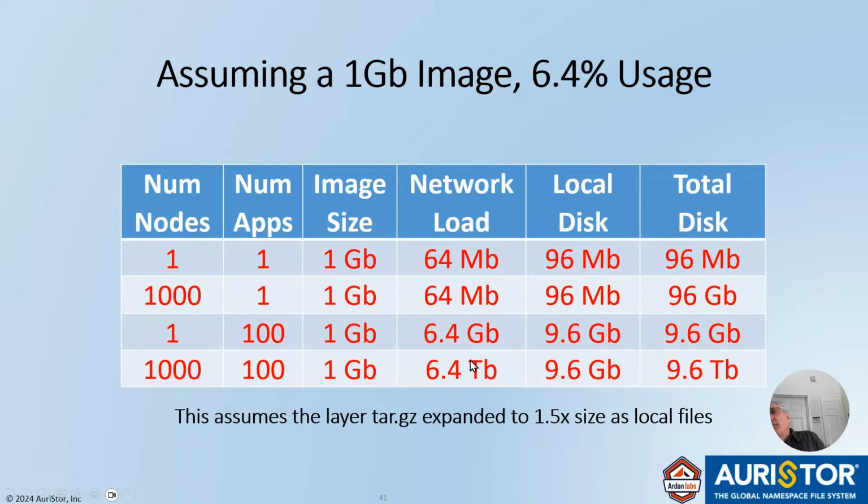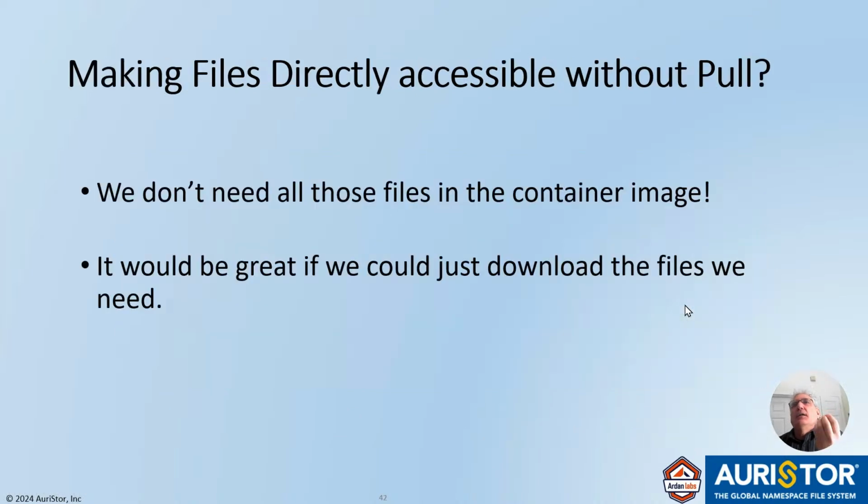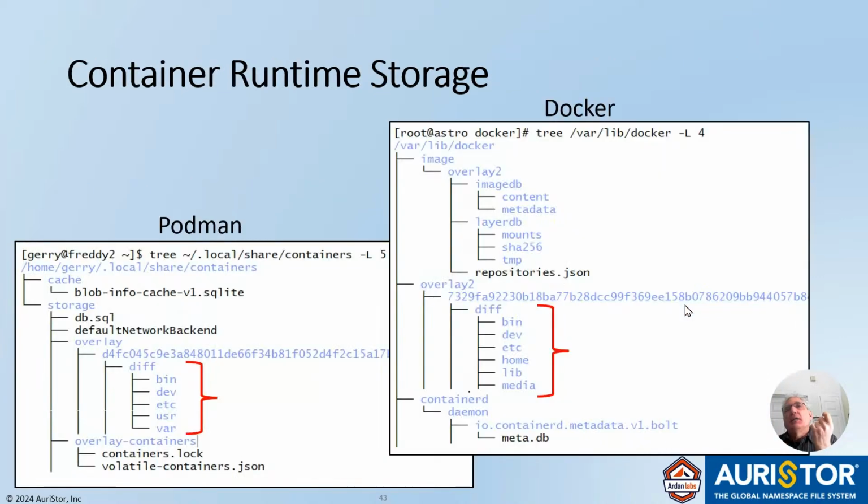Bottom line is, I'm reducing my network load, and I'm reducing my local disk requirement, and I'm reducing my total disk requirement over all the nodes, if I can truly just download the files I need. So is it possible to make files directly accessible without doing the pull, without downloading that layer blob? Again, we don't need all those files in the container. It would be great if we could just download the files that we need.